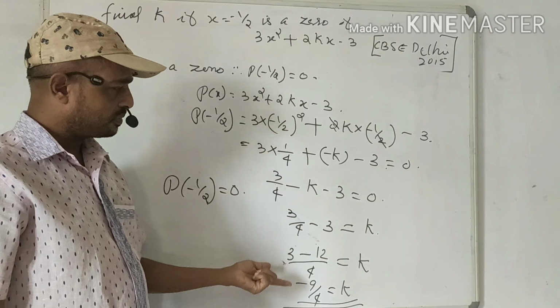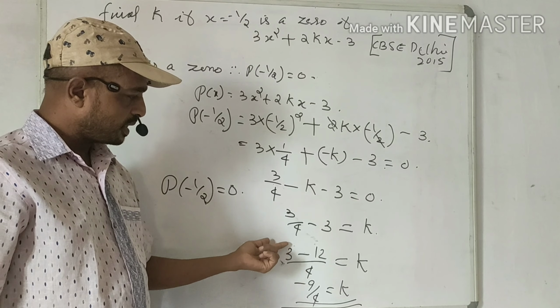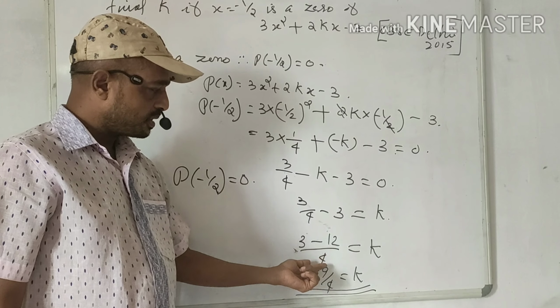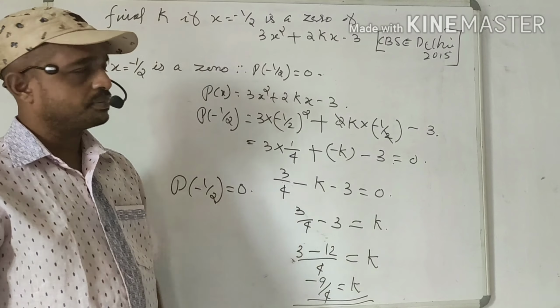We have to solve this. So we are taking 4 as the LCM. 3 is written as it is. 3 minus 3 into 4. 3 into 4 is 12. Here in the denominator we don't have 4, so we will have to multiply this 3 by 4. So 3 minus 12 by 4 is equal to k. What is 3 minus 12? It is minus 9 by 4 is equal to k, or k is equal to minus 9 by 4. So this is a board examination question. Now let us consider one more question.